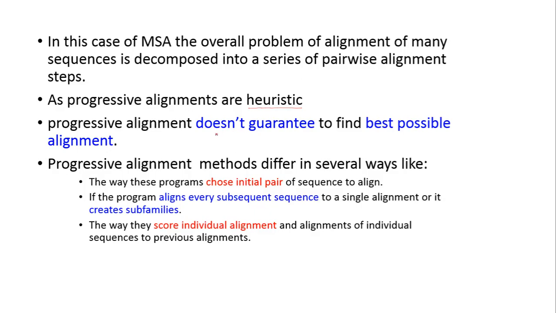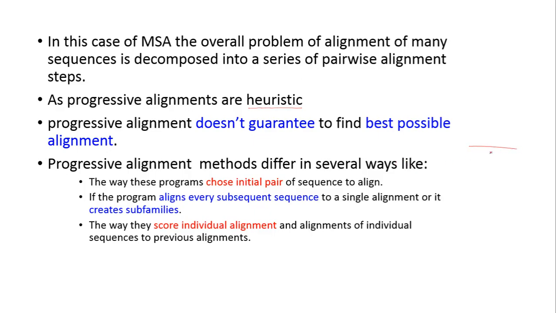Okay, so whatever progressive alignment methods have been implemented or proposed so far, you can distinguish between these different methods in several ways. Say, for example, your progressive alignment method can differ in the way they choose the initial pair.